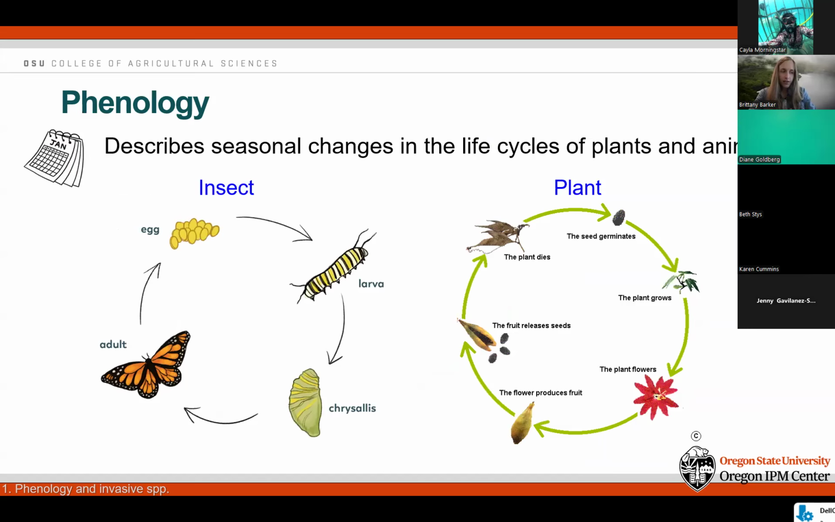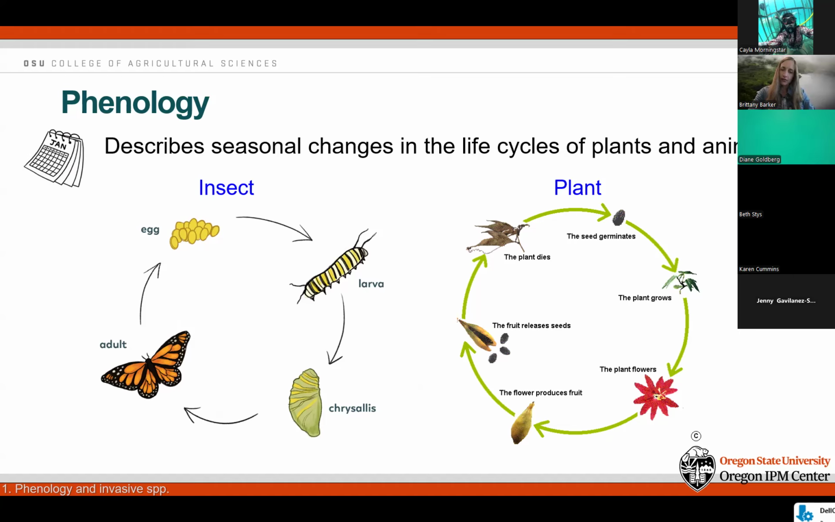So, phenology is a scientific study of cyclical seasonal changes in the life cycles of plants and animals. For example, these seasonal events in nature, such as plant bud burst, flower blooming, or even animal migration, and how these are influenced by climate and other factors as well. You could have also biotic factors that influence phenology. These cartoons here are showing example life cycles of an insect and a plant. I believe that the insect is a monarch butterfly, and so some major life stages would be like the adult butterfly that goes on to lay an egg, and then those eggs hatch into a larva. Pupation occurs in the chrysalis, and then the cycle starts over again.